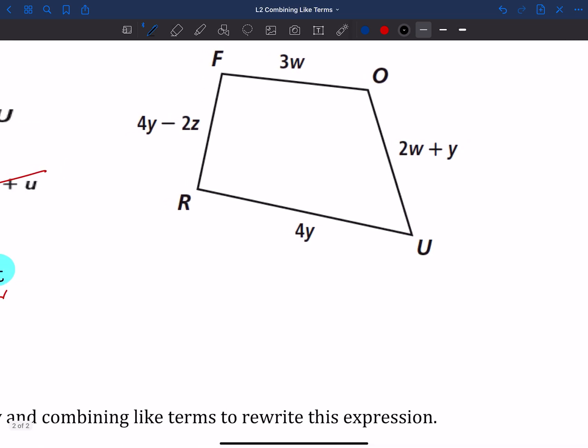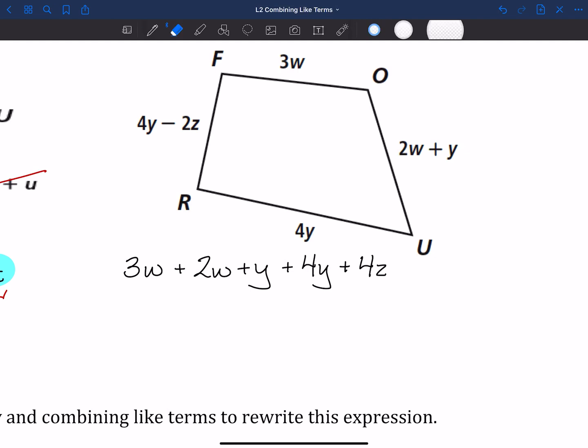This one's got a couple different variables in it. All right? So again, what I like to do is I like to start in one place. So I'm going to start at the top again, and I'm going to go around clockwise. All right. And what we're going to do is just write them down first and then worry about finding the like terms. So we got 3w. I'm then going to add on the next side, 2w plus y. I'll add the bottom, which was 4y. And then I'll add that left side, which was 4y, y minus 2z.